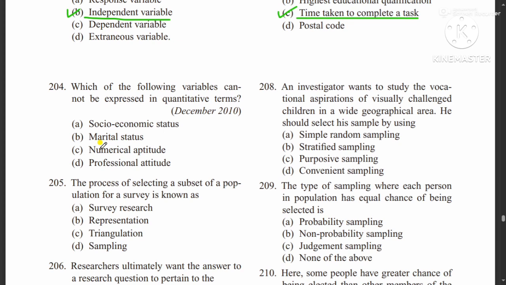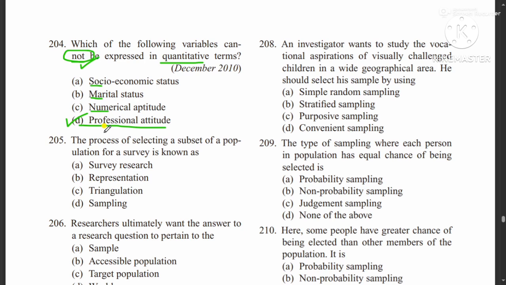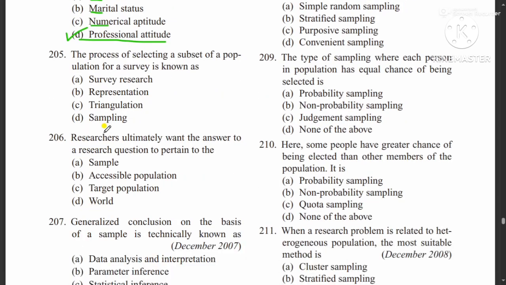Next, which of the following variables cannot be expressed in quantitative terms? Option D is correct. Professional attitude. Age, marital status, and socioeconomic status are numerical data, data of quantity. The question is not included. The correct option is professional attitude.